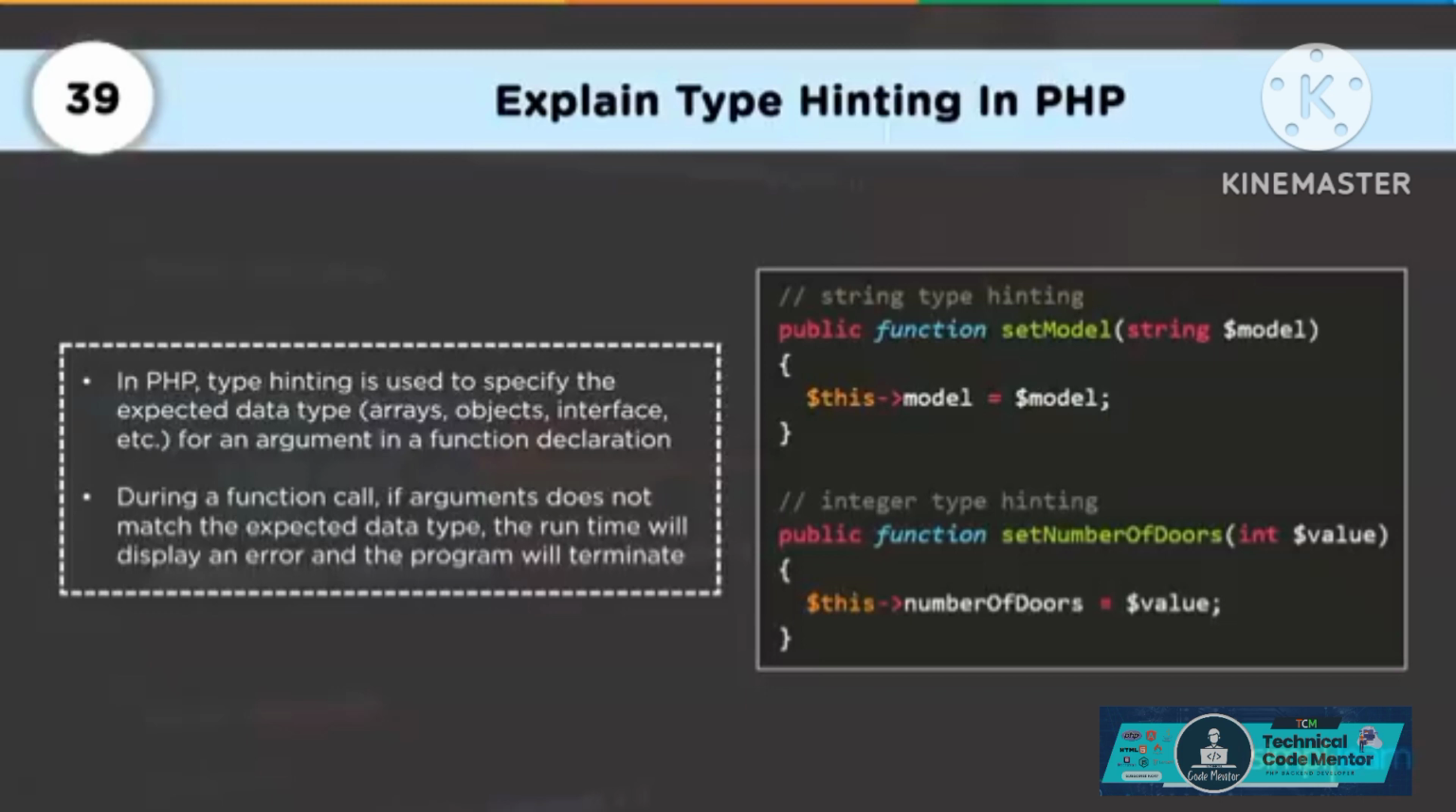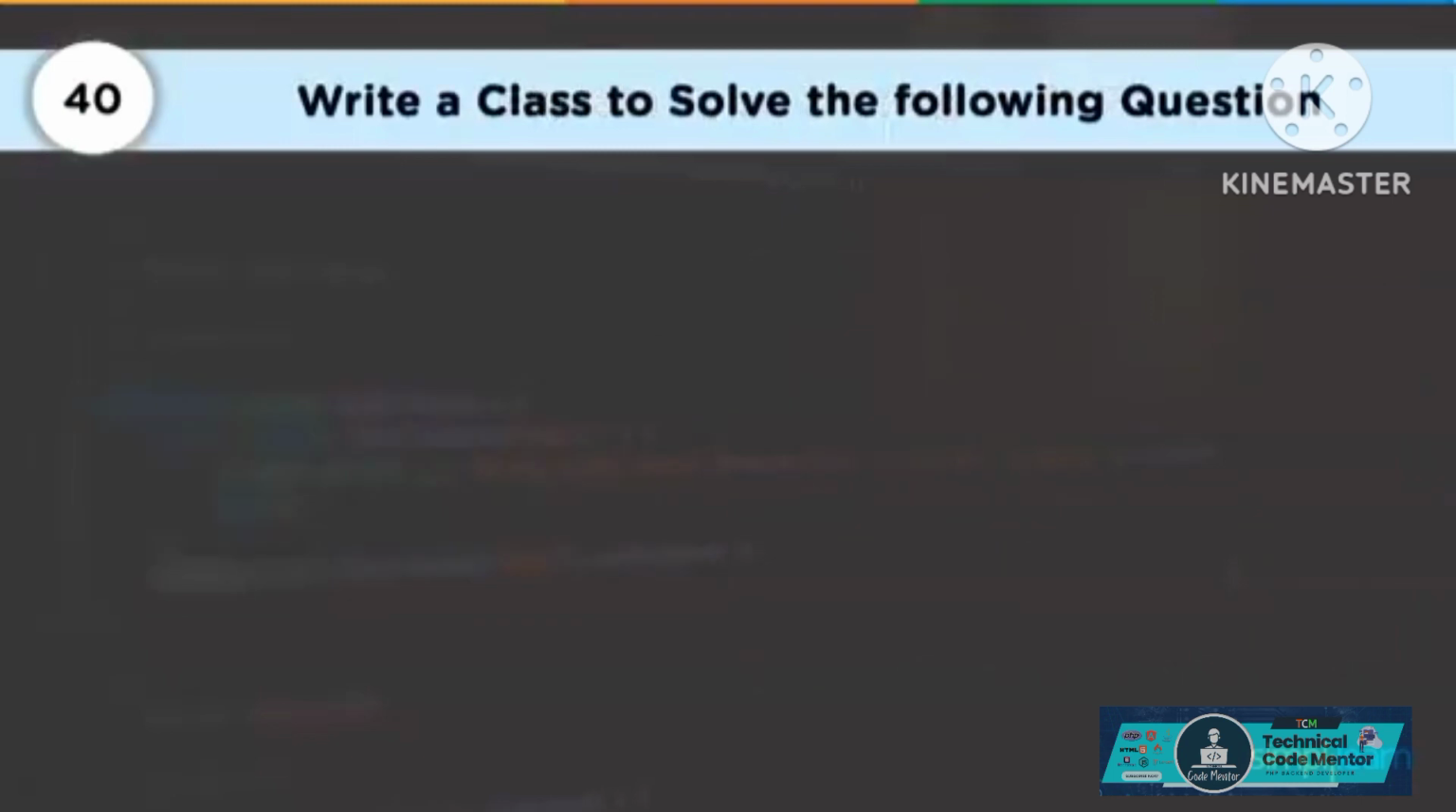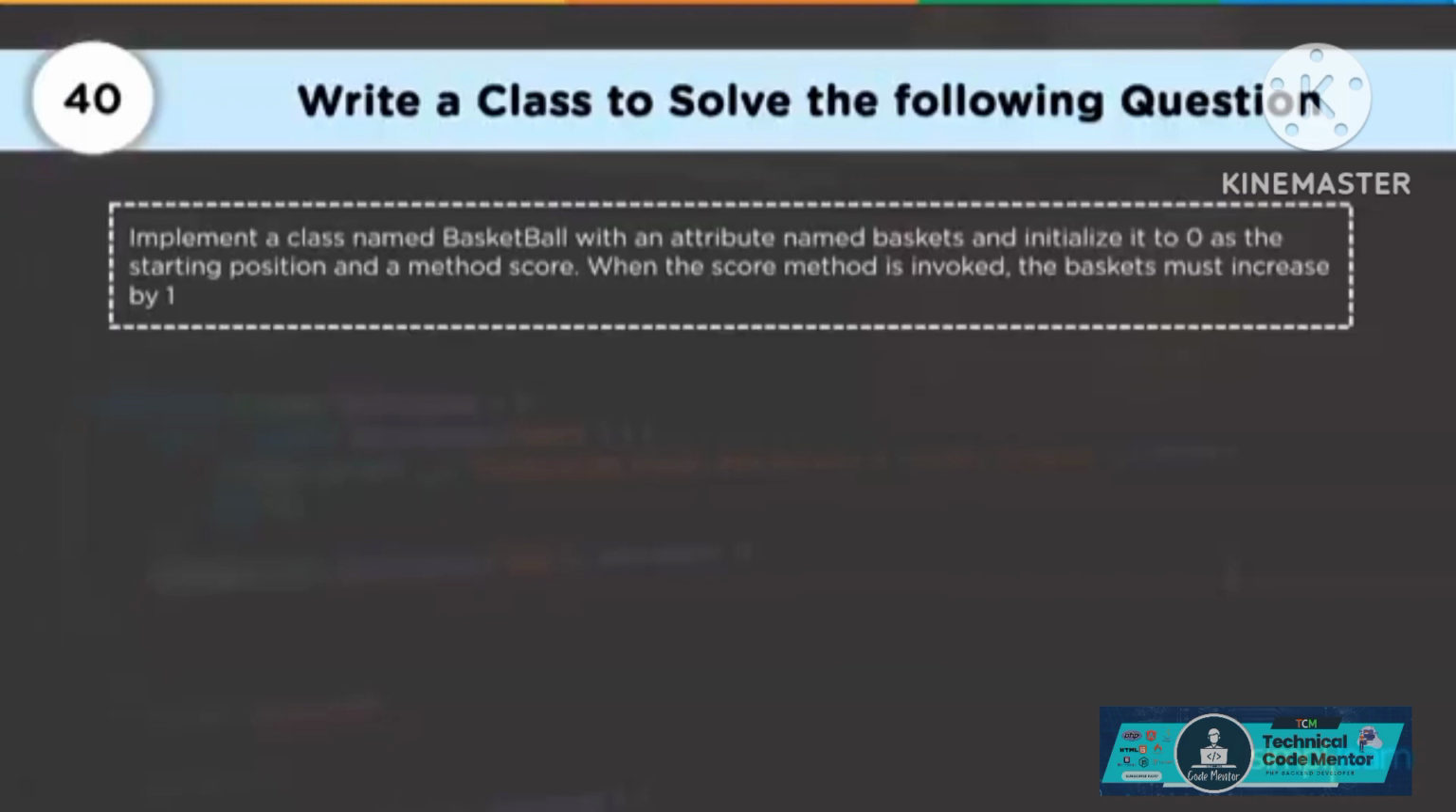So moving on to our final question of this video, write a class. So yes, this is a kind of assignment for you guys. So what you need to do is you need to write a class to solve the following question which I'm going to say. So implement a class named basketball. We all like basketball, right? So implement a class named basketball with an attribute named baskets. So you have to create an attribute named baskets and initialize it to 0 as the starting position, and then create a method named score. Now when the score method is invoked, the baskets must increase by 1.